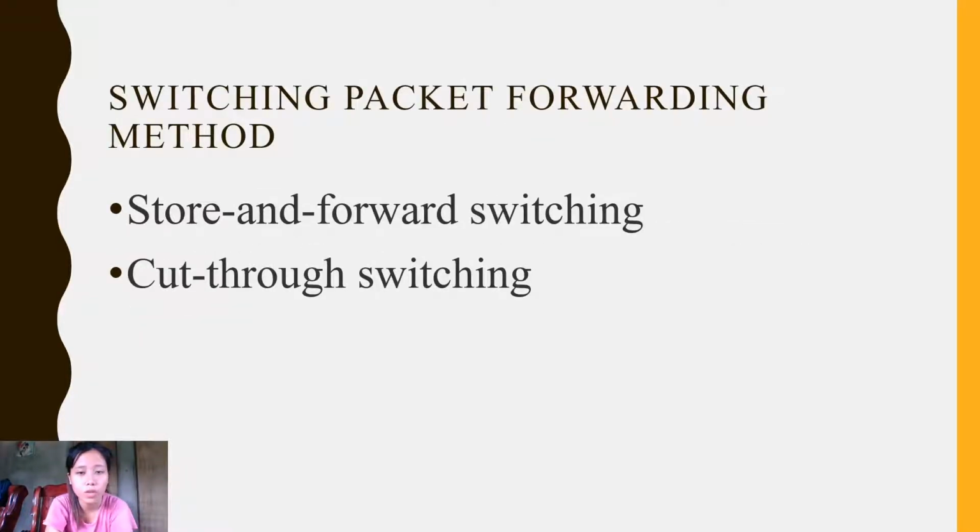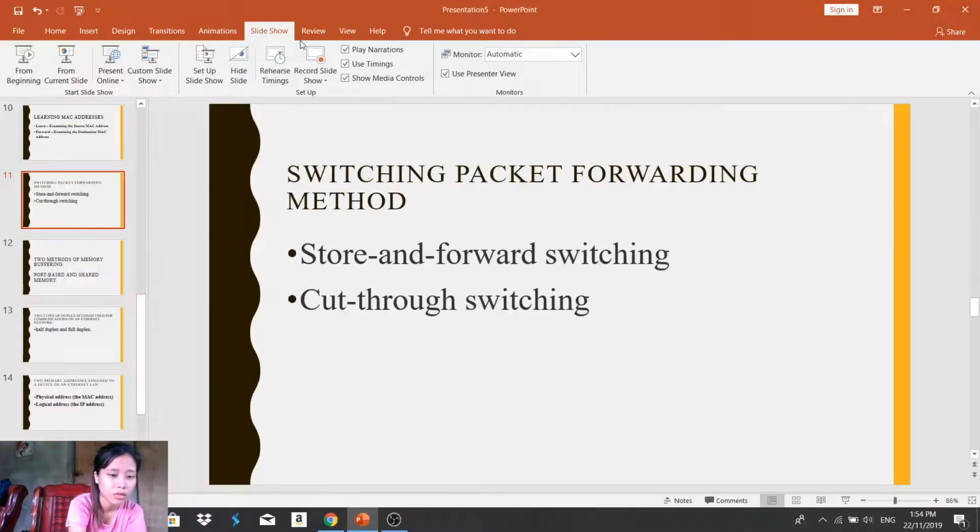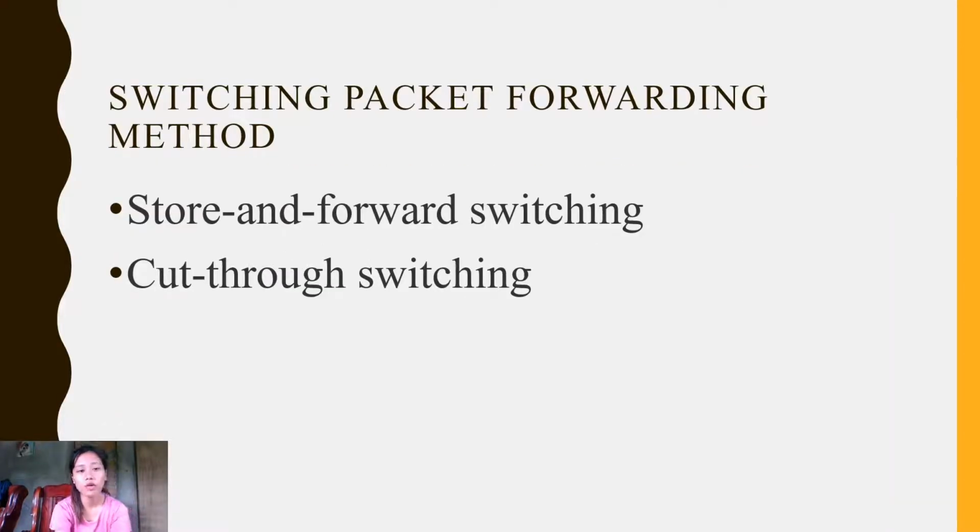For the next one, switching packet forwarding methods. The first one is store-and-forward switching and cut-through switching. A store-and-forward switch receives the entire frame and computes the CRC. If the CRC is valid, the switch looks up the destination address, which determines the outgoing interface. The frame is then forwarded to the correct port.